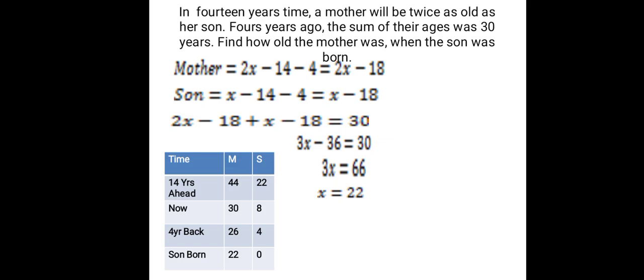Now, when the son was born, you remove the 4 years, you get that the mother was 22 years. Just subtract 4 from 26, you get the mother was 22 years.